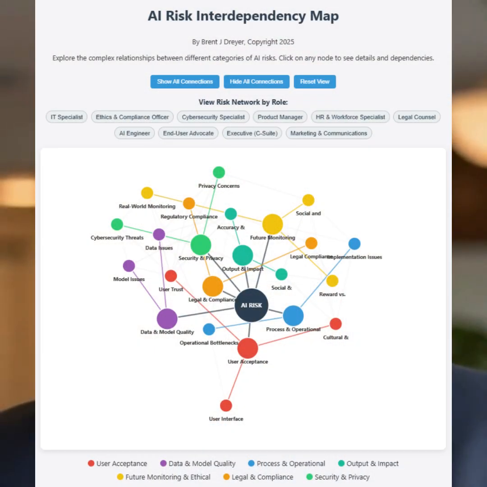Absolutely. The model allows users to visualize how different types of AI risks are interconnected. By clicking on risk categories or job roles, users can see how various factors influence each other within an AI system. That sounds powerful. What are the top-level risk categories you've defined?